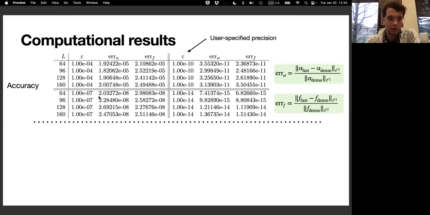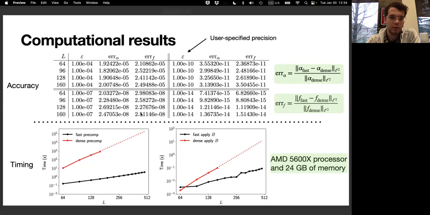Now, the next question is, it's accurate, but is it fast? And it turns out to be the case. So I'm going to show two figures. One is about pre-computation, and one is about actually applying the algorithm itself. And we're not using too big a computer here. It's a nice desktop computer, but nothing crazy.